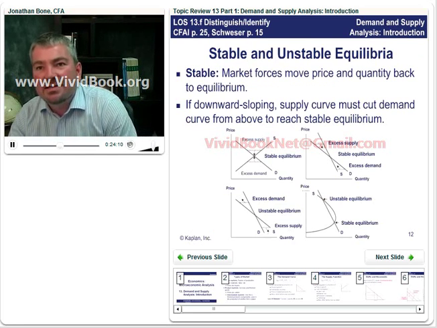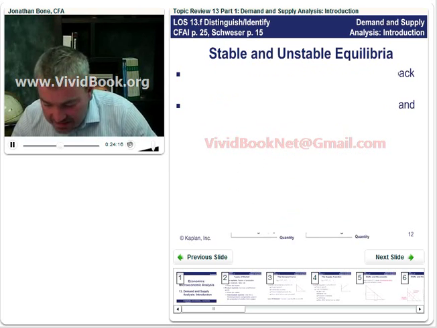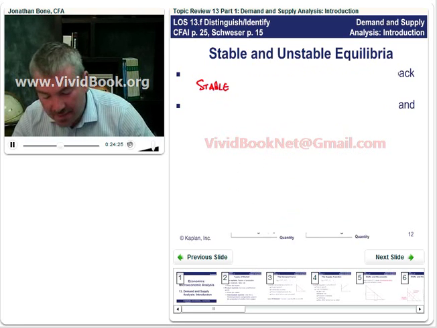Okay, let's just blank this slide out just for a second and write down our rules here. Okay, now these are the requirements for a stable equilibrium. And I want to really think about two scenarios here. I want to think about price being above the crossover point.